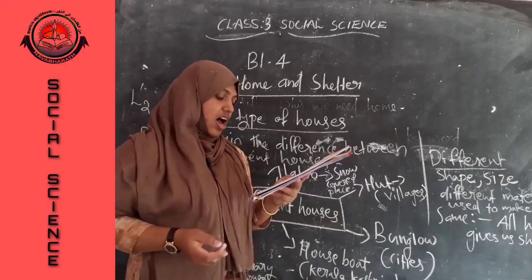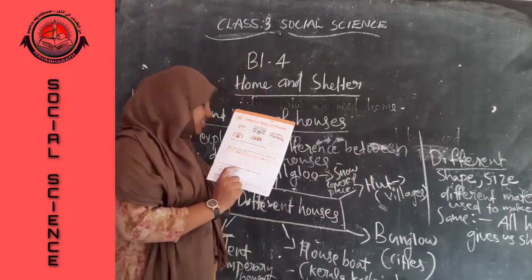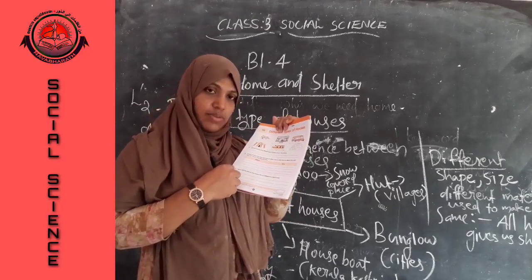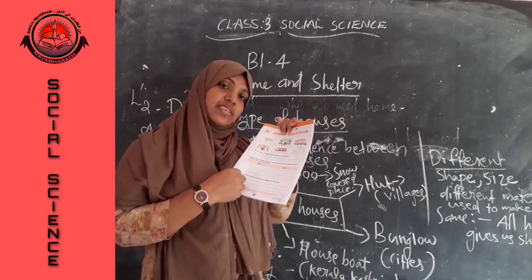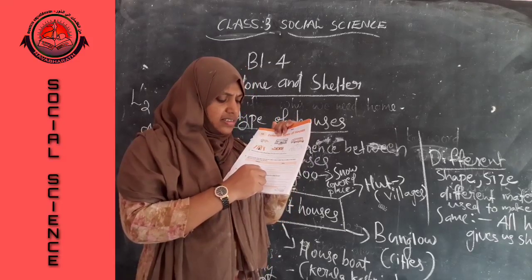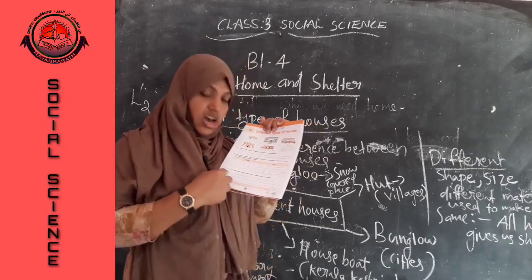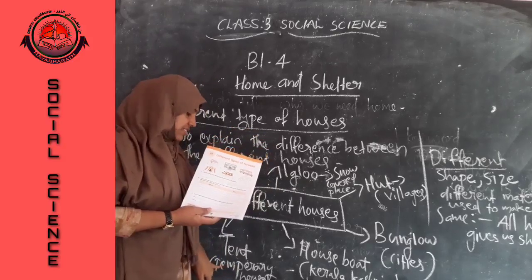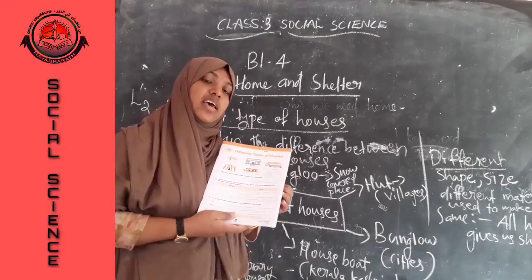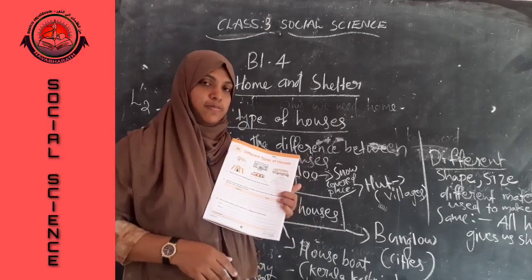Then third question, how is a tent the same as other houses? Here the answer is given, you can write: all the houses give us shelter. And how is it different from other houses? Yes, tents are temporary houses and movable houses. Other houses are fixed in one place.